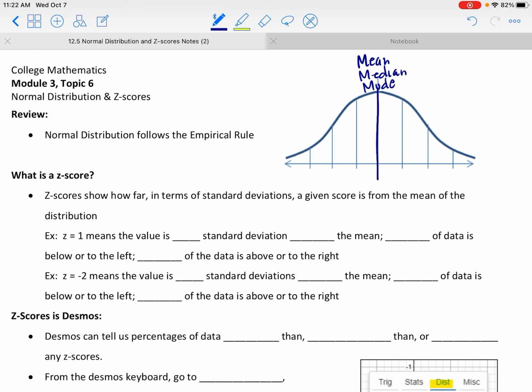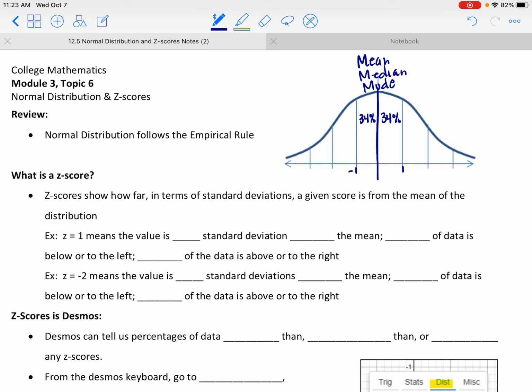And then further, we said that there would be 68% of the data lying within one standard deviation of the mean. So if we added the standard deviation once and subtracted it once, 68% of the data would be in that area, or within that one standard deviation of the mean. And then we could cut this in half because it's symmetric, and we said 34% would be there, and 34% would be there.